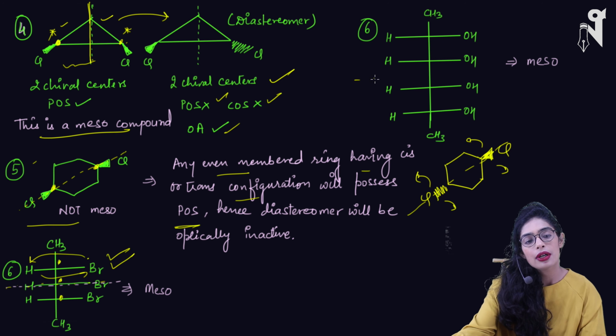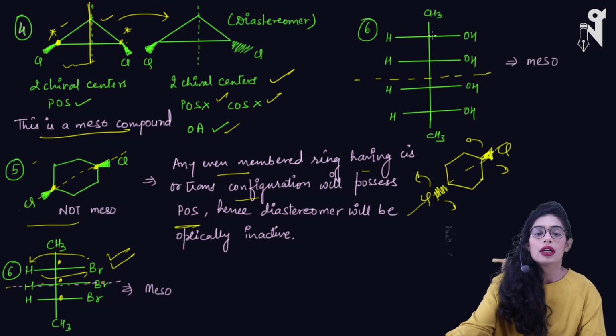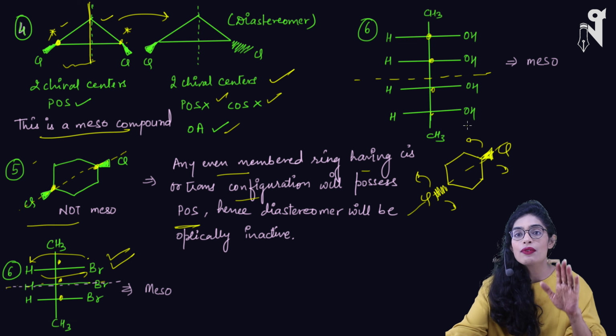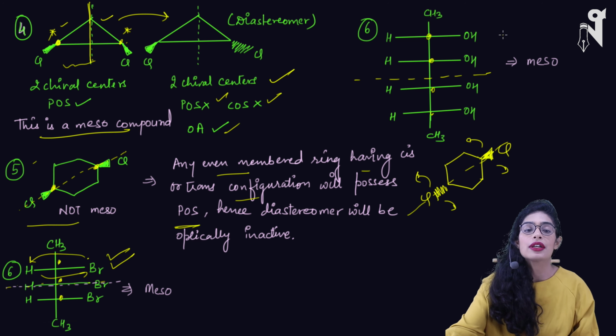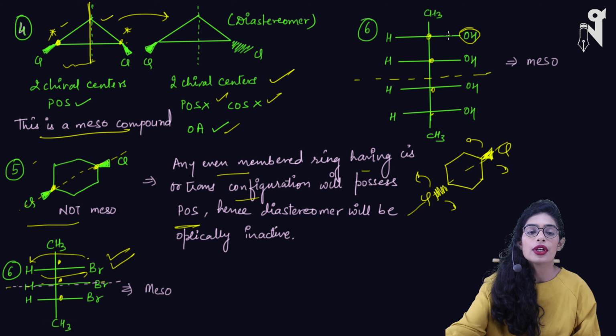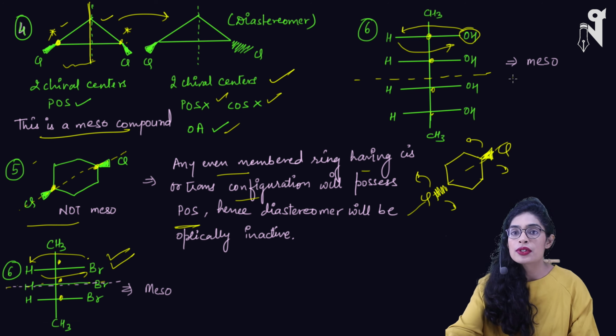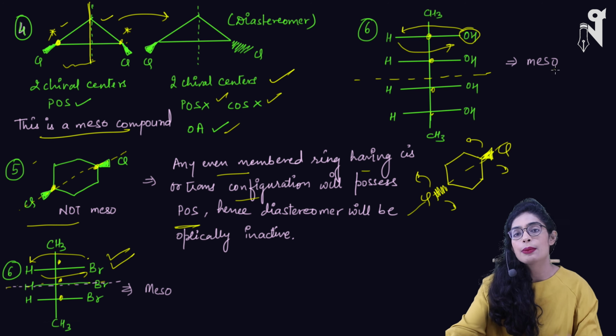Exactly the same way here, you cut it through this plane. Do we have chiral centers? We have 4 chiral centers in this molecule. Is the POS there in this molecule? Yes, there is. Now we have to check whether its diastereomer will be optically active or not. You change any one configuration, you shift OH here and hydrogen here, and what will happen? It will not have plane of symmetry, it will not have center of symmetry, and it will become optically active.